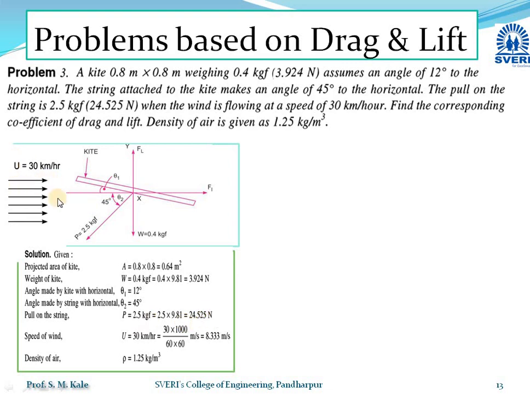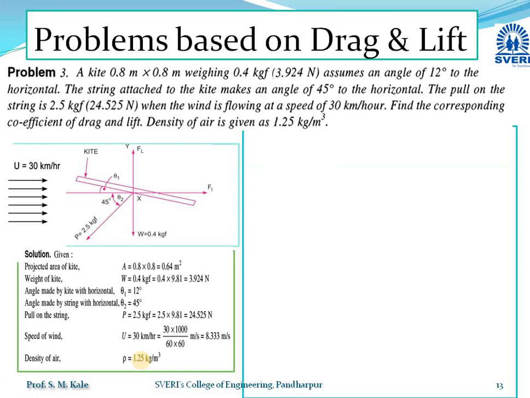Motion of air will be towards this direction. Velocity of air is 30 km/h. Convert it in terms of meter per second, that is 8.333 meter per second. And density of air is rho equal to 1.25 kg/m³. So here in this case we have to find out the value of the coefficient of drag and the coefficient of lift, that is the value of CD and CL.